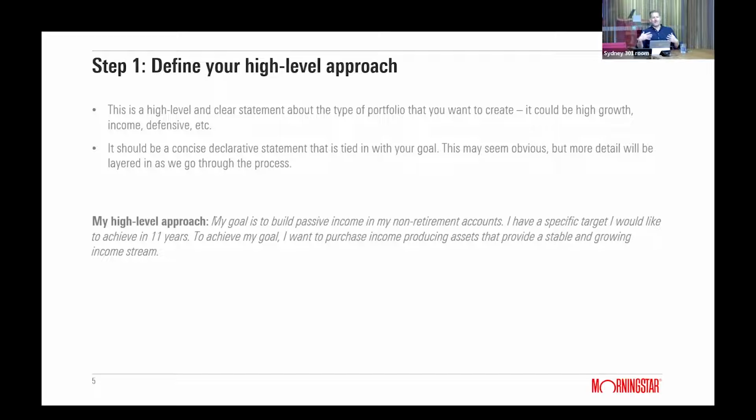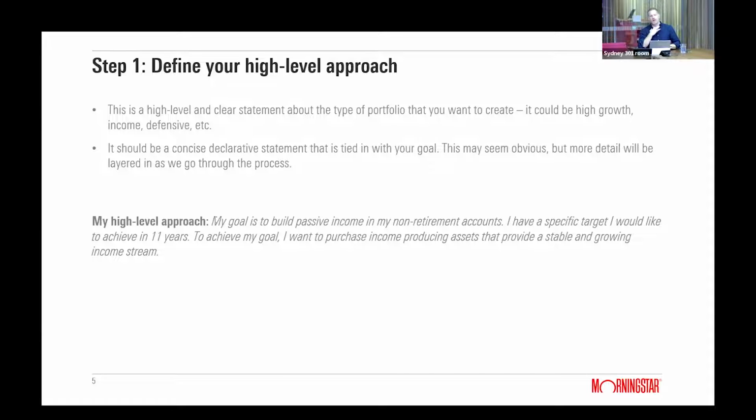Now, a lot of people think, and I have it on here, that this is obvious. But really all we're trying to do is come up with a clear statement about the type of portfolio that we're trying to create. And this is very much intertwined with our goals. So as I said, in many cases, you have people come out and say, oh, I'm a long-term investor, and yet they're just trading all the time.